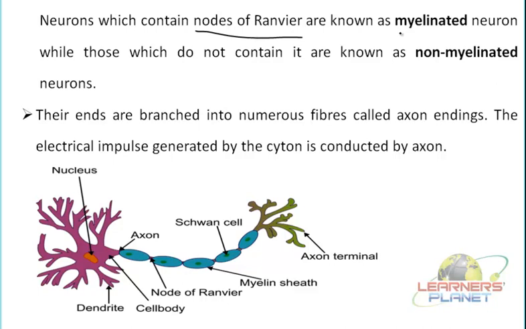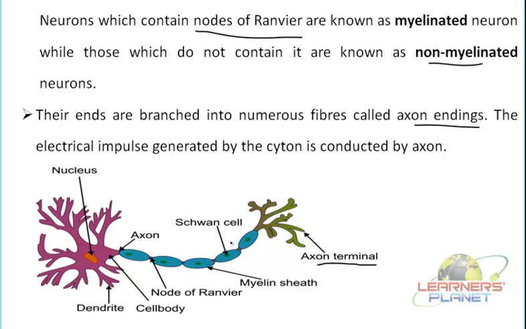Now, whether it is a myelinated neuron or a non-myelinated neuron, their ends are branched. The ends have branches. You can see this here in the diagram. At the end of the axon, there are fibers present, and these fibers are known as axon terminals, axon terminus, or the axon endings. These endings of the branches have a little bit solid structures.